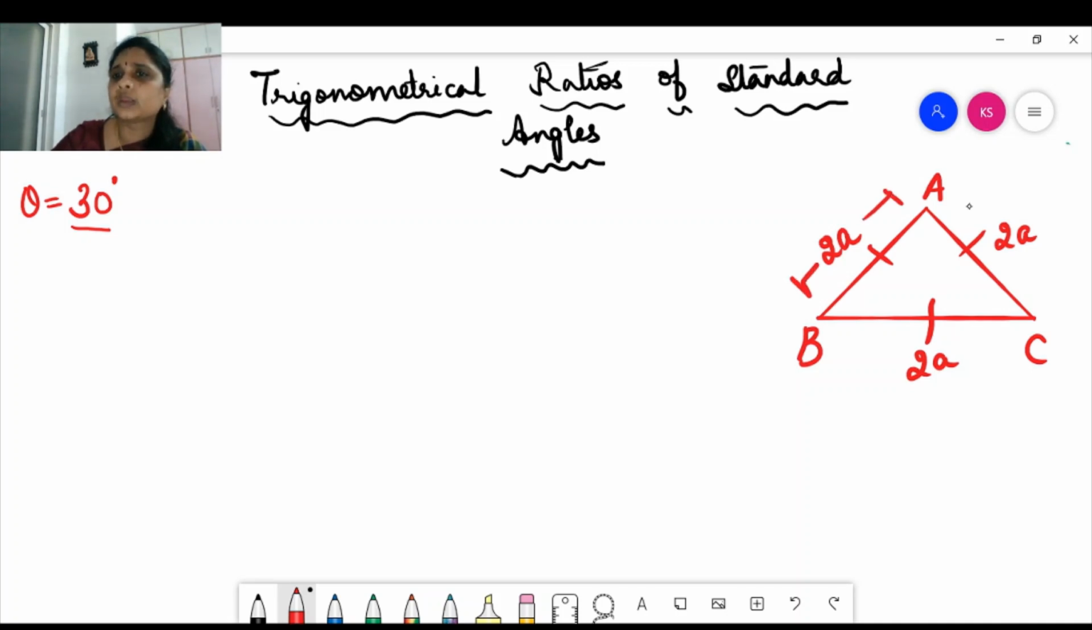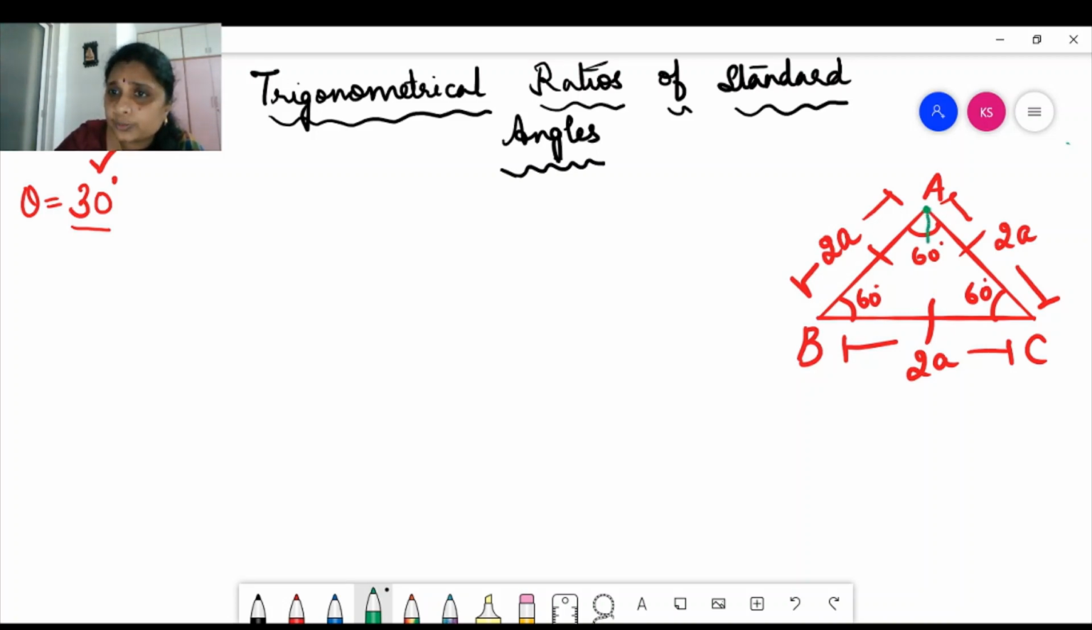Now, not only that, I also know that in an equilateral triangle, the interior angles are all equal and each interior angle is equal to 60 degrees. Now, where am I going to get this 30 degrees inside an equilateral triangle? So I need to do a bit of construction. Let me do it. I'll draw a perpendicular from A to B. Since this is an equilateral triangle, I'm going to call this perpendicular AD.